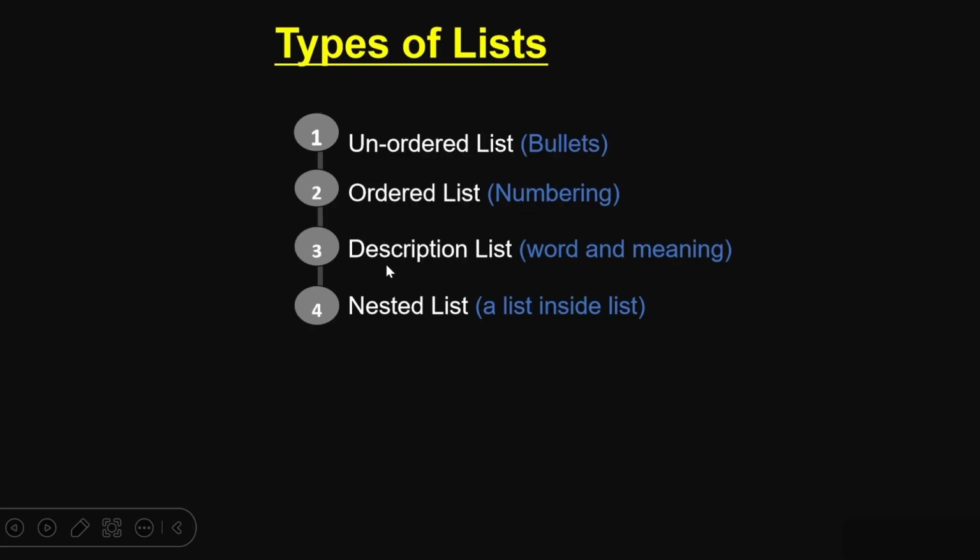Number 3, a description list that has a word and its meaning, just like in a dictionary. And last but not the least is the nested list, in which we have a list and inside that list we have another list. So we have 4 types of list in HTML: unordered list, ordered list, description list and nested list. Let's demonstrate in VS Code.